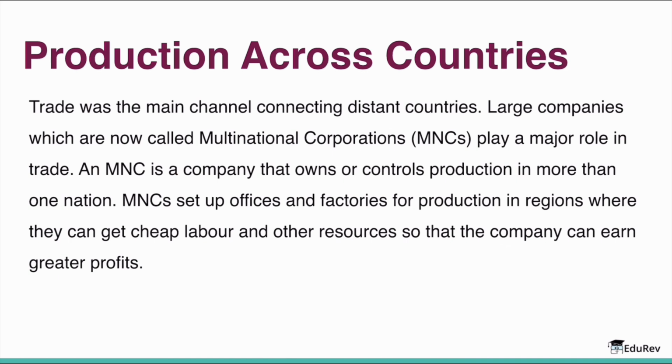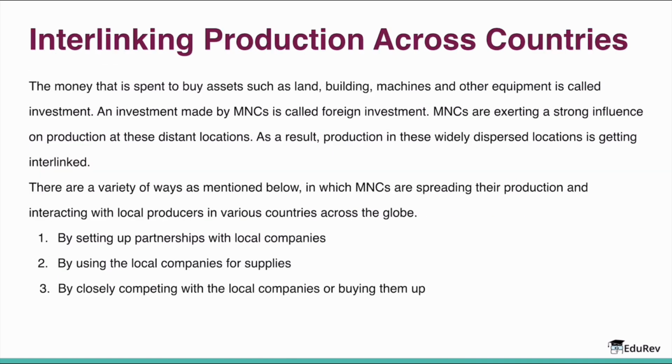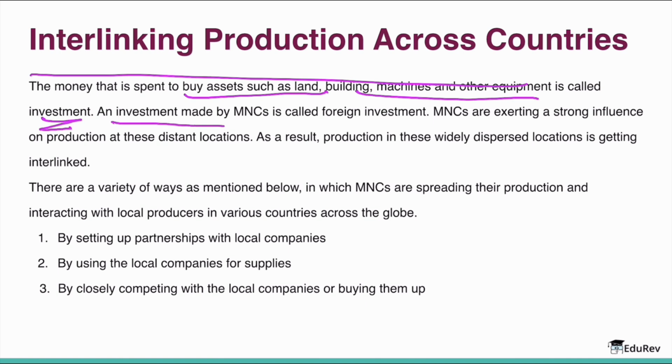So, interlinking production across countries. How is it actually done? Now the money that is spent to buy assets such as land, buildings, machines and other equipment is called investment. An investment made by an MNC is called foreign investment. So the investment which is made by an MNC is termed as what? Foreign investment. MNCs are exerting a strong influence on production at these distinct locations. As a result, production in these widely dispersed locations is getting interlinked.